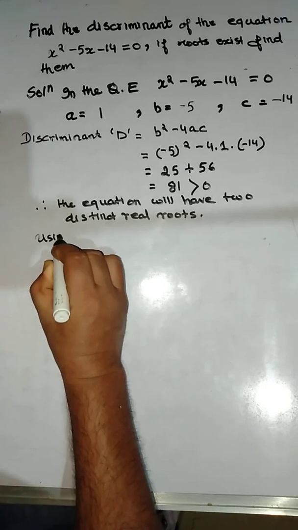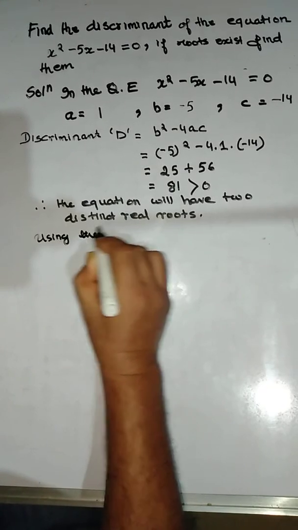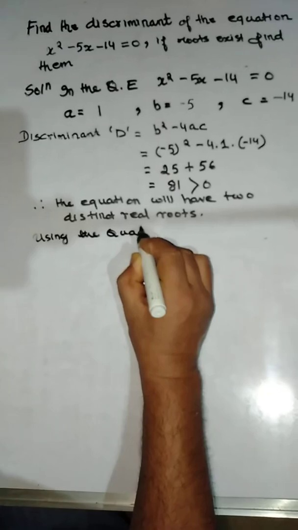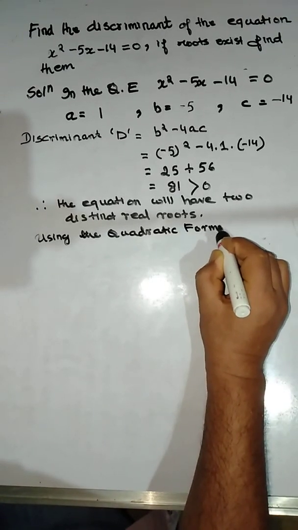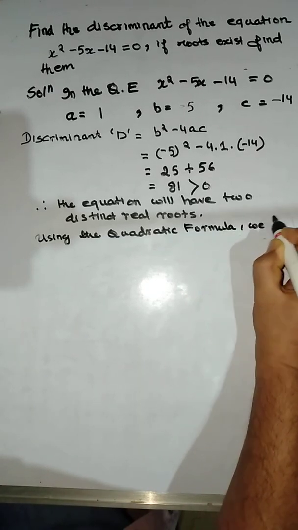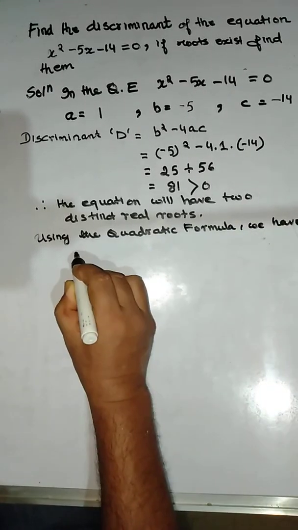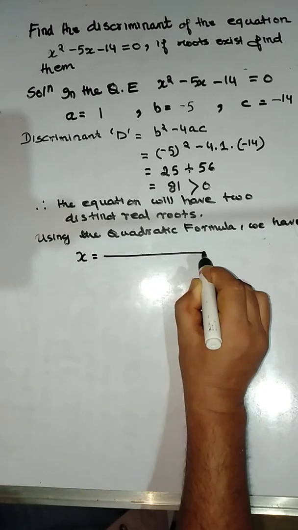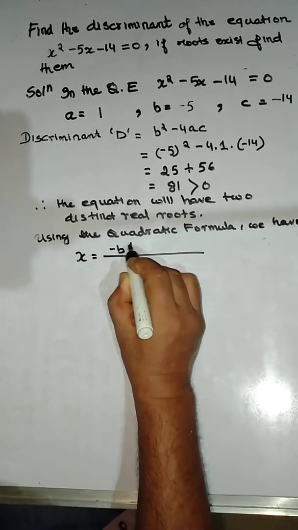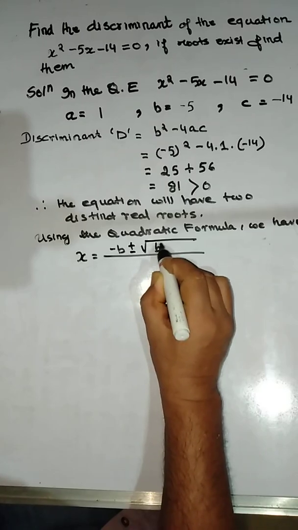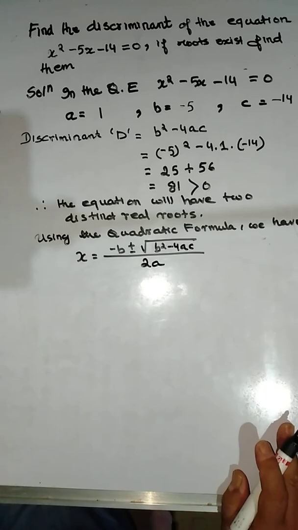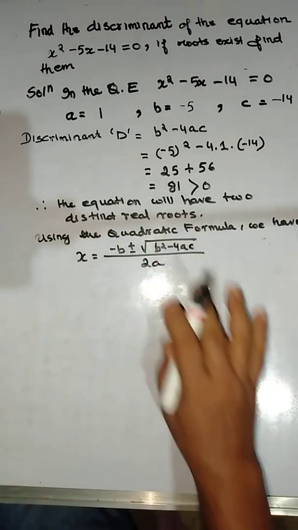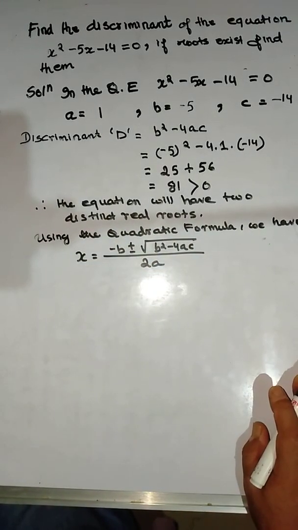Using the quadratic formula, we have x is equal to, draw your line, write minus b plus minus square root of b squared minus 4ac upon 2a. Very important formula. You should learn it by heart. If you forget this formula, then you cannot progress further. You should remember this formula.